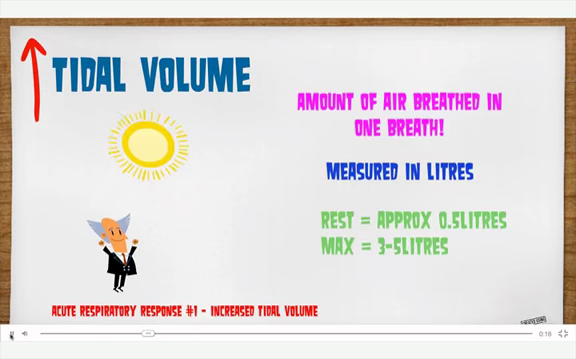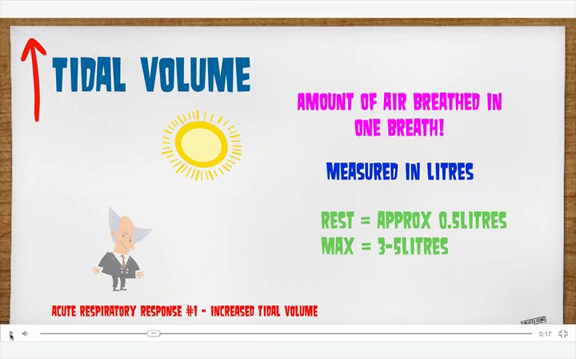Number 1, increased tidal volume. With this, similar to stroke volume in cardiovascular, it's an amount we're talking about, and this amount is how much we breathe in one breath. We measure this in litres, and litres of air, not just oxygen. At rest, we only do about 0.5 of a litre, and at maximum, that goes up by 6 or 7 times to about 3 to 5 litres.